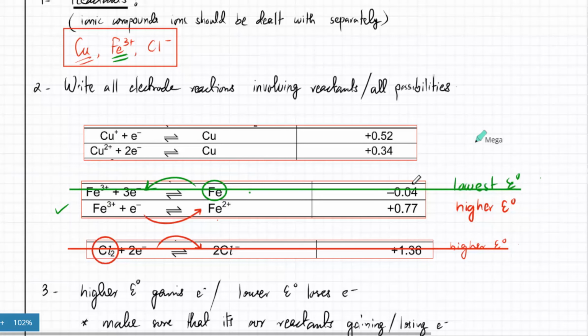Then out of the remaining, if you ignore this, which one has the lowest E naught? It's going to be 0.34. So let's focus on that now. That's the lowest E naught now.